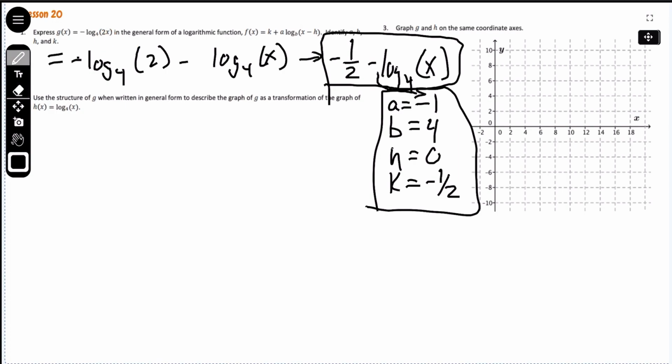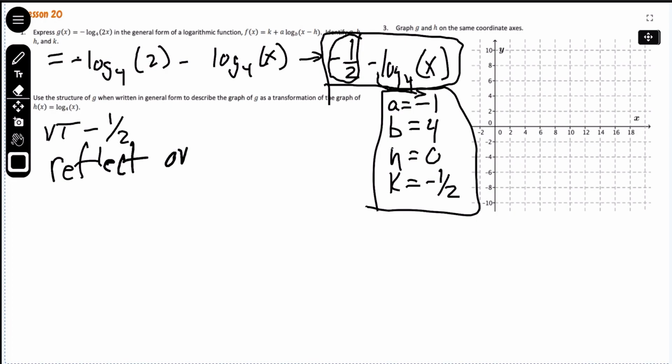So if we look at that, what does the negative 1/2 tell us? Since it's at the beginning, let's talk about that. That's a vertical translation, and that's going to be down 1/2. And then the only other thing that we have right here is this negative log. What is a negative log? That tells us that it's going to reflect over the x-axis, and that's the only other thing that's happening with this.